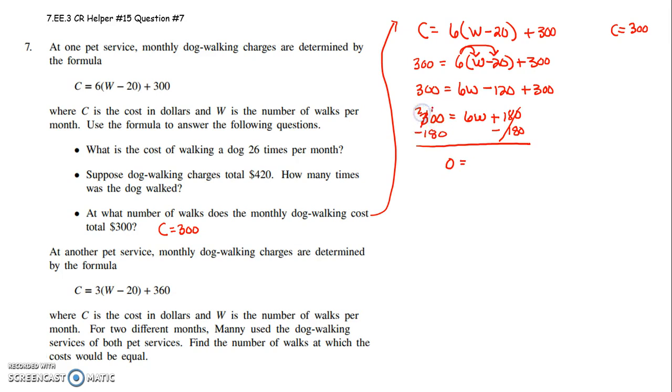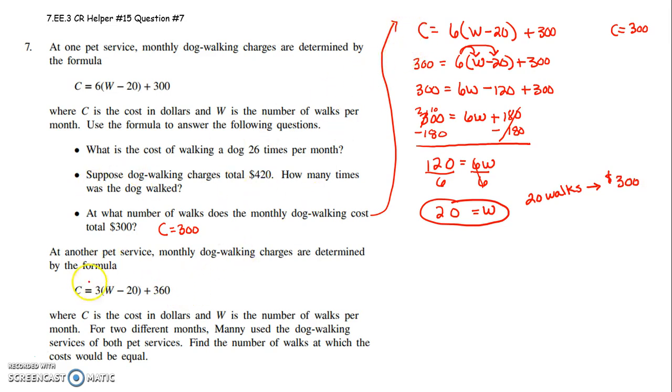0, borrow from that, that becomes a 2, that becomes a 10. 10 minus 8 is 2. 2 minus 120 equals 6W. Divide both sides by 6. Undo that multiplication with division. We'll have W equals 6 goes into 12 twice. So 6 goes into 120 20 times. So 20 walks will cost $300. All right.